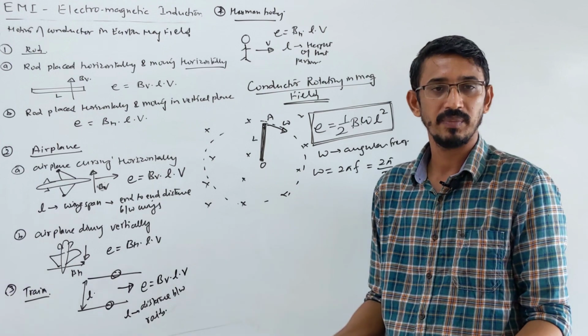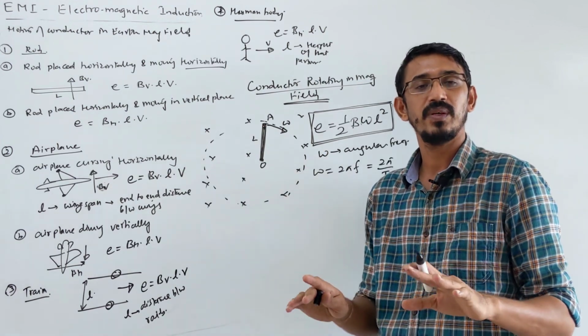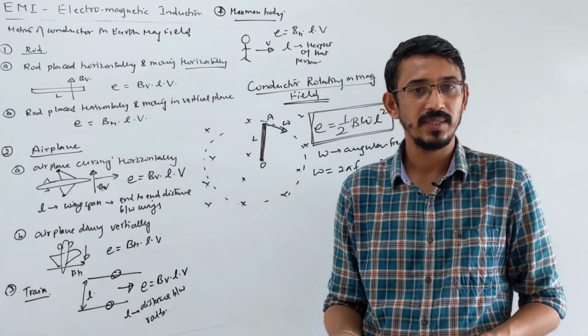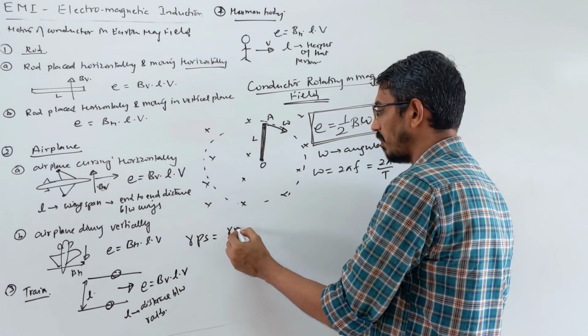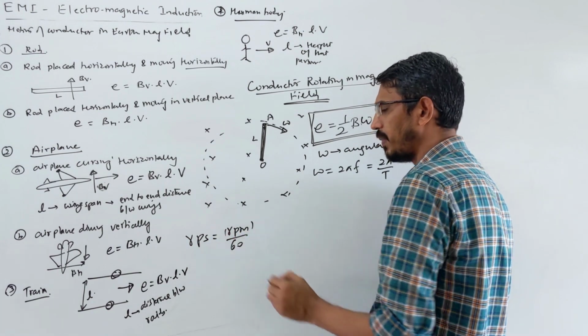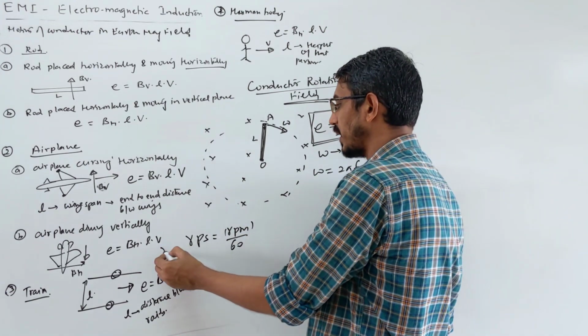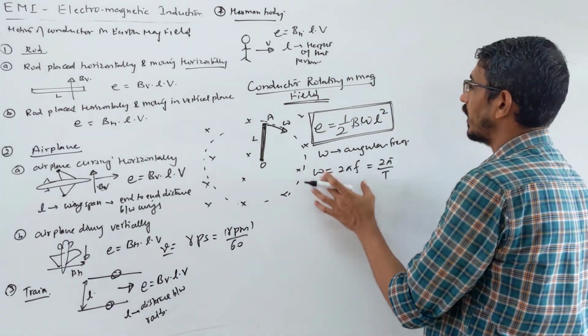Sometimes they can give RPM also, like this rod is making 100 RPM. Then you have to convert first into RPS, that's your frequency. So if RPM is given, then you divide by 60. We know that RPS, revolutions per second, is nothing but RPM by 60. So sometimes they use RPM, divide by 60, you get RPS, that's your frequency. Something per second is your frequency, right? Okay, so you can find omega and put in this formula.